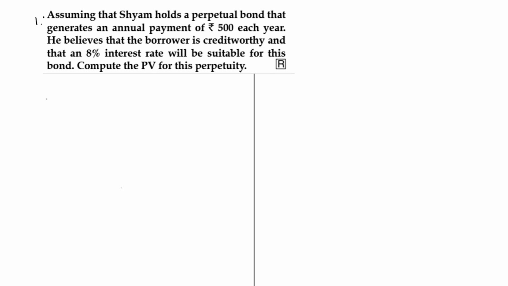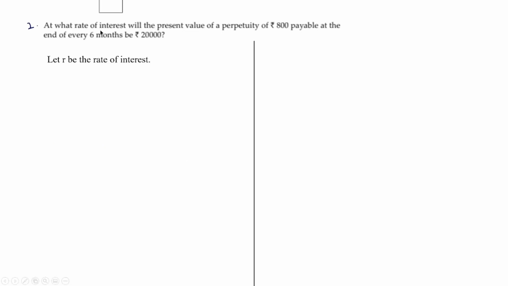So the present value of this perpetuity is given by P is equal to R by I. Here I is 8%, it is 0.08. So P is equal to R is 500 upon I is 0.08. This is nothing but rupees 6,250.